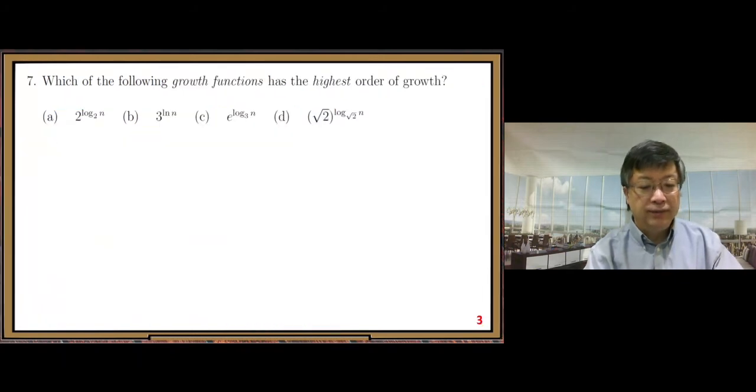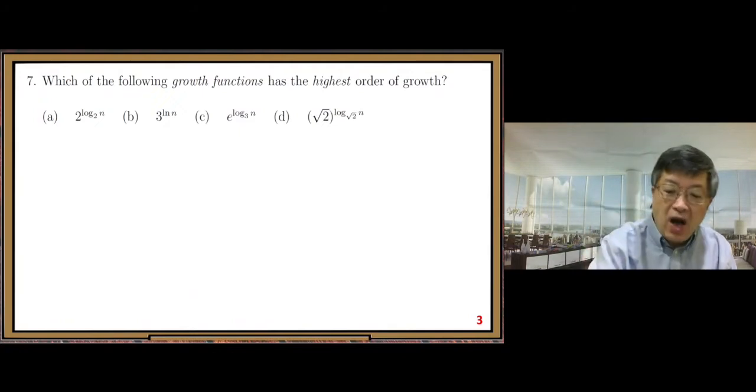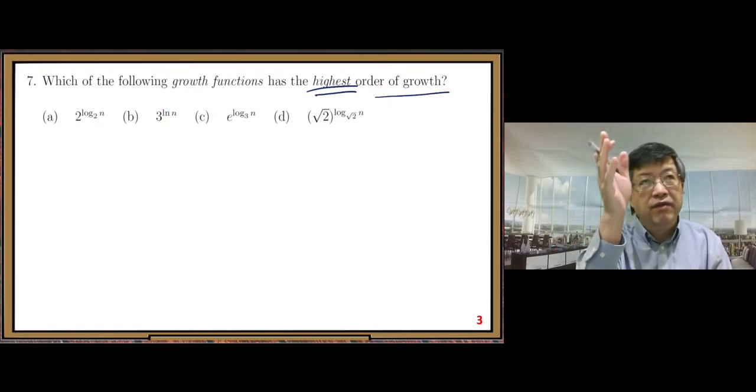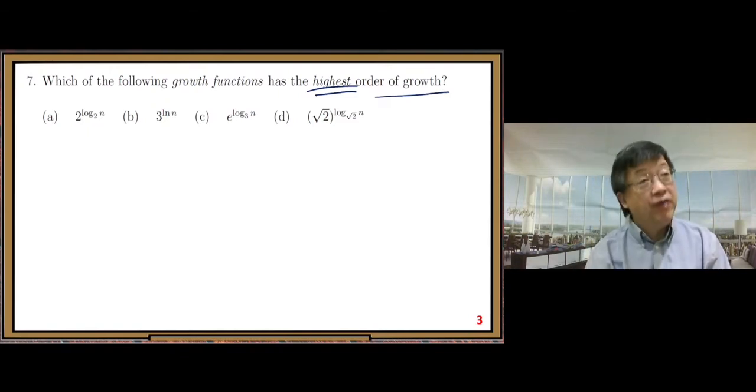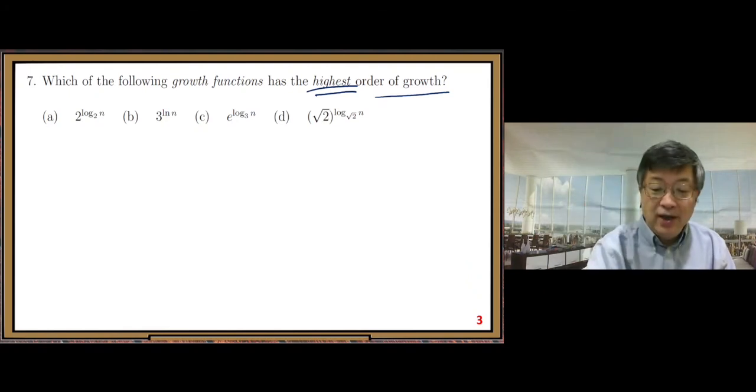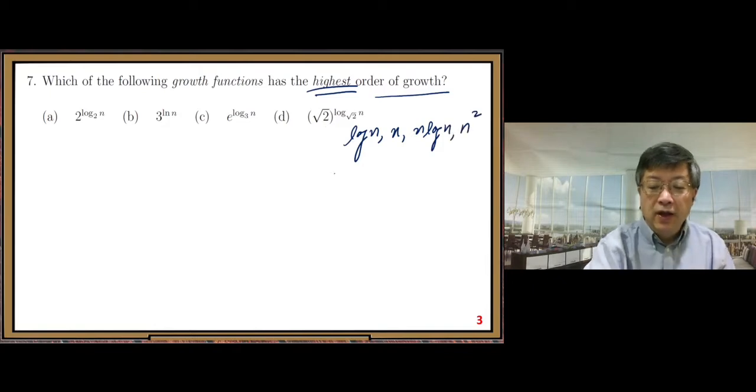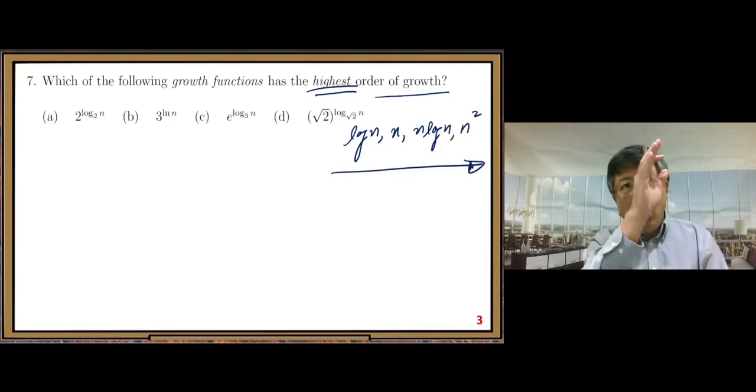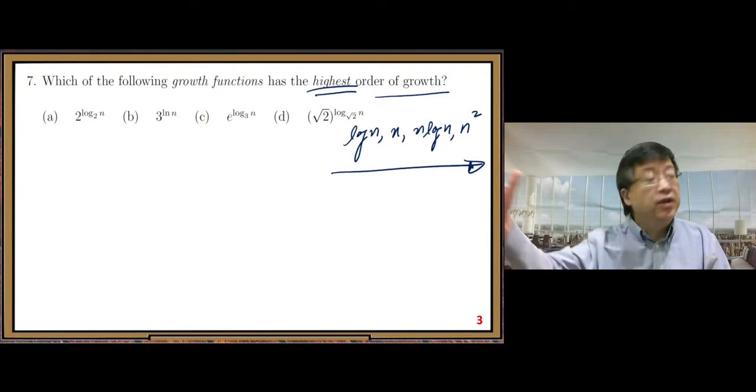The third one, number 7. Which of the following growth functions has the highest order of growth? You know the meaning of the growth function, highest order, right? So here, let me just give you an example: log n, n, n log n, n squared, in increasing order of growth.